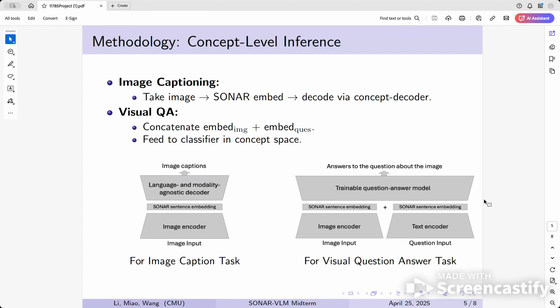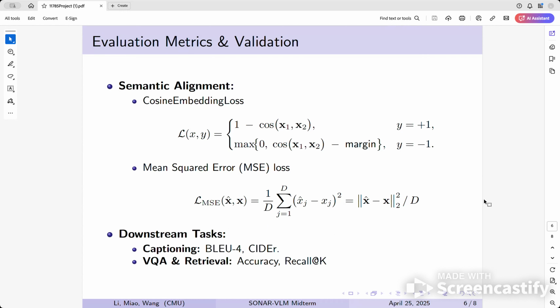In general, our system looks like this. For image captioning, we input the image into the image encoder, do some transformation and fusion, and then use the decoder to create the image caption. For VQA, we input the question, which is text, into the SONAR text encoder, and the image into the image encoder we trained, and the output is the answer to the question. For evaluation, we use cosine embedding loss, and we also investigated the mean squared error loss.